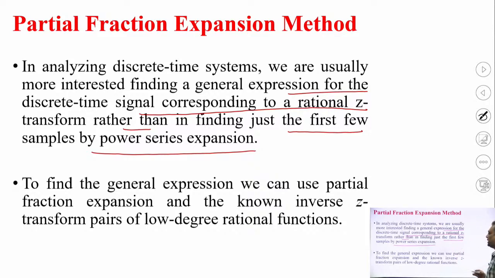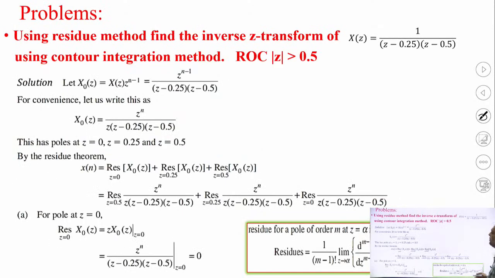Now we will see the problems. The first problem is based on the residue method. Using the residue method, find the inverse z transform of X(z) equals 1 upon (z minus 0.25)(z minus 0.5) using the contour integration method, where the ROC is given as mod z greater than 0.5.